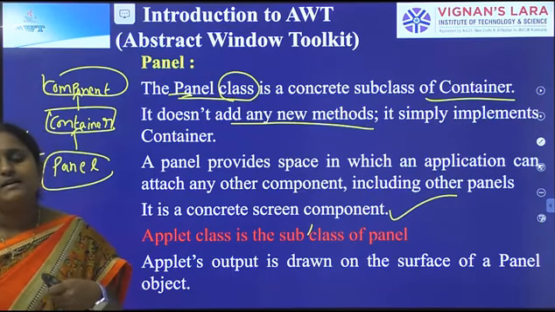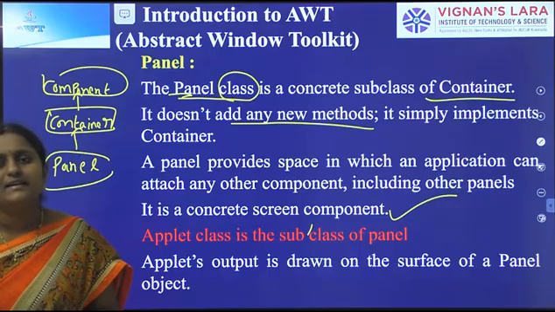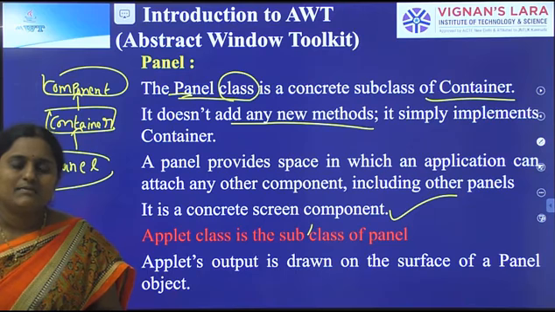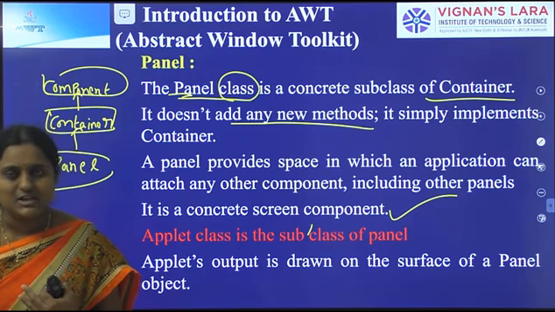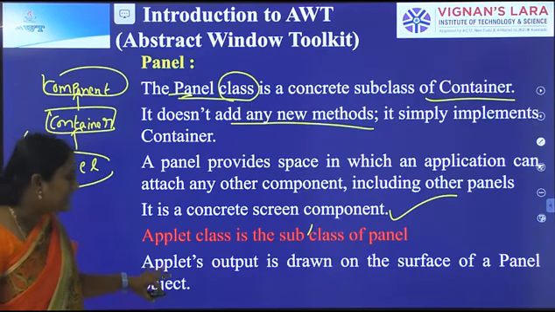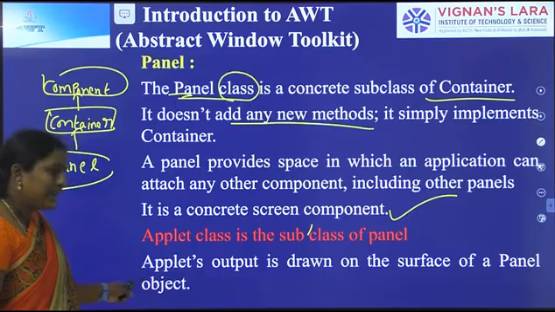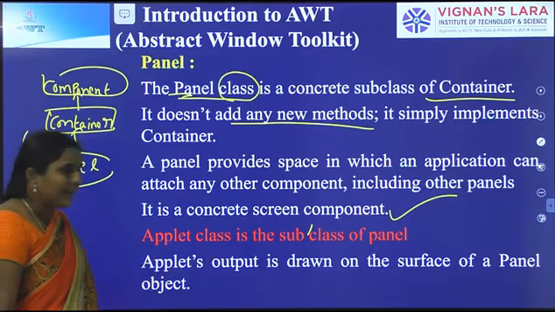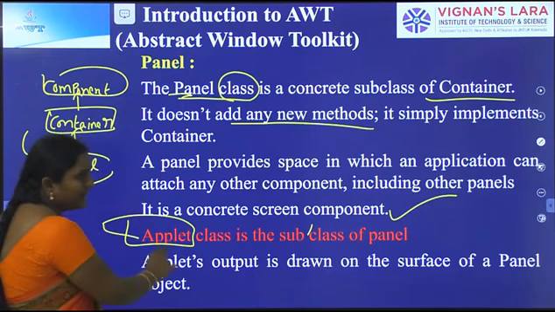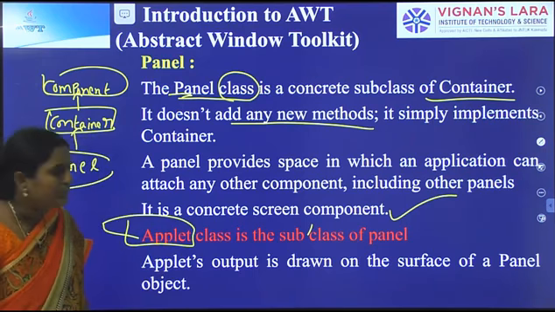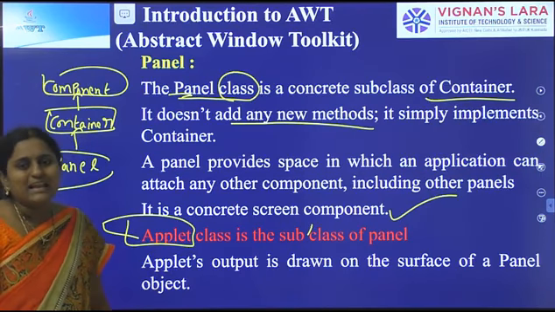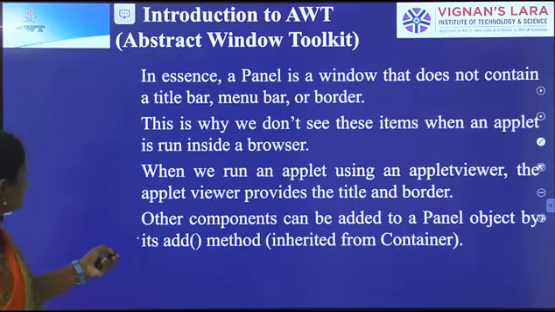It is used in internet computing for developing web-based applications. We can implement an applet in two ways, by using HTML code and by using a web browser. In the last class we have seen that the applet is a subclass of the panel class. Next one, applet output is drawn on the surface of the panel object, because applet is a subclass of panel. So whenever we implement an applet, the output is drawn on the surface of the panel object. Next one, conclusion.